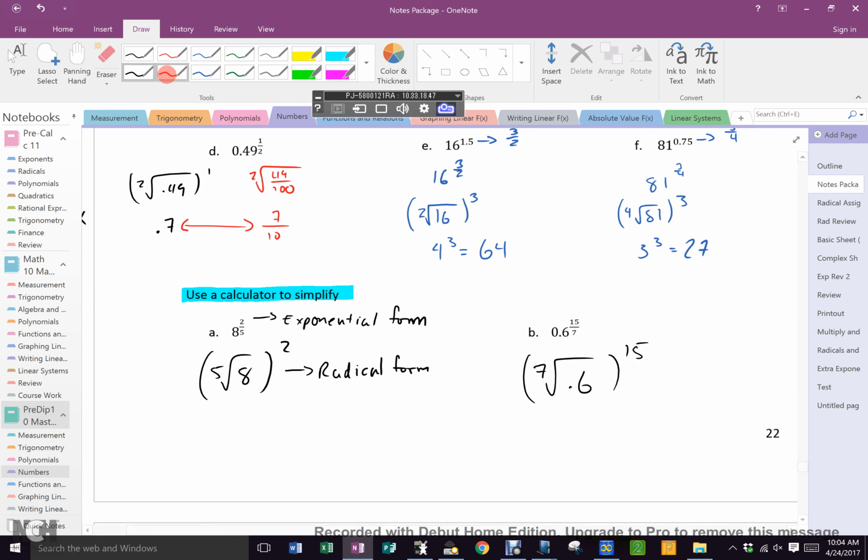Same way we do everything with our calculator. Base, exponent button, bracket, numerator divided by denominator, close brackets, equals. And you'll get a crazy, yucky decimal for both of them.